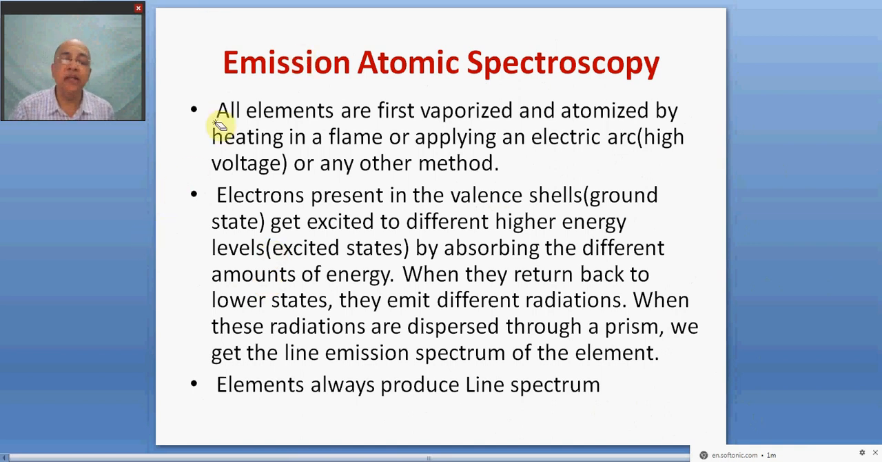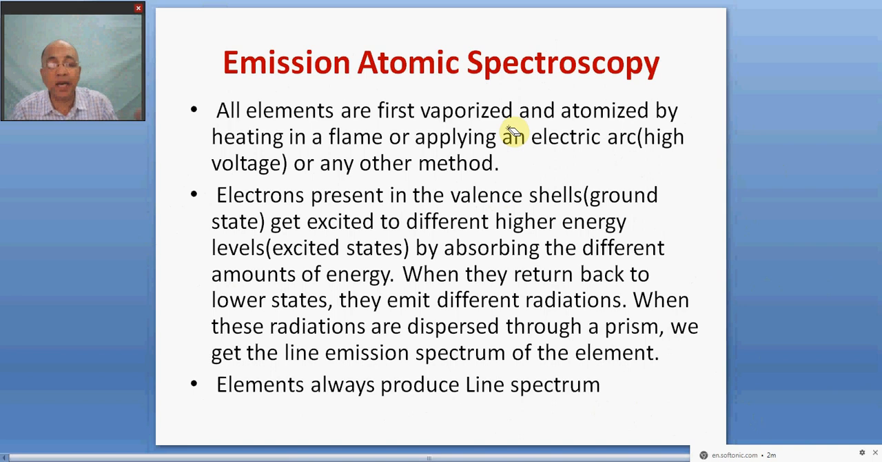Now let us formally talk about what atomic spectroscopy is, and that too emission atomic spectroscopy. Let me read out, and from time to time I will explain. All elements are first vaporized into the vapor form. Those which are intrinsically gases at room temperature are okay. But the liquid elements and solid elements, the metals and other solids, have to be vaporized first, at high temperature and low pressure, into the vapor phase.